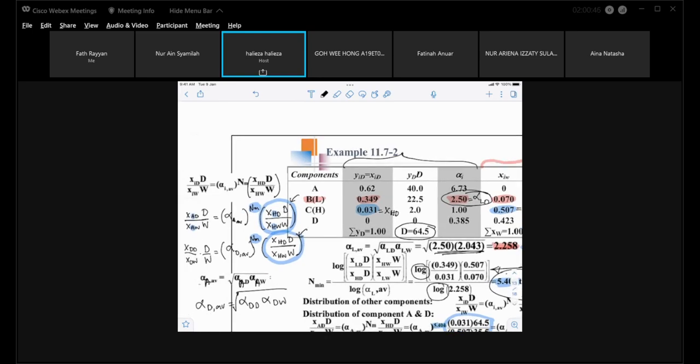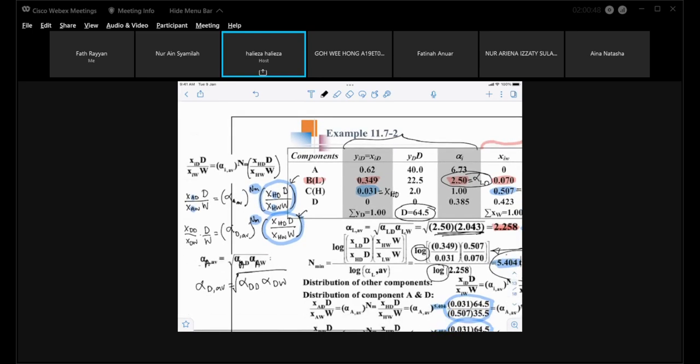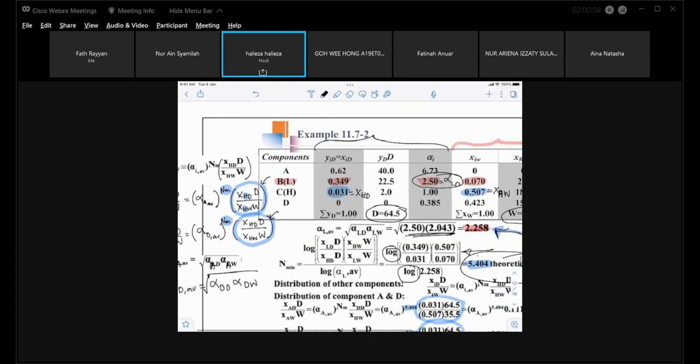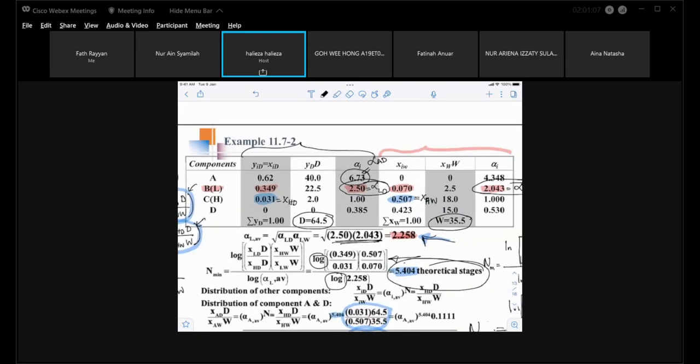So how do you get these values? Alpha A at the distillate and alpha A at the bottom product. You have to get them from here: this is alpha A at the distillate, and this is alpha A at the bottom product.